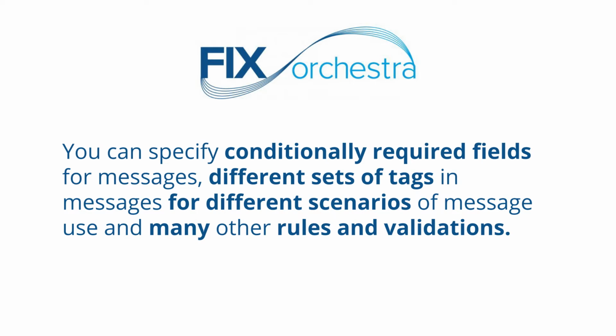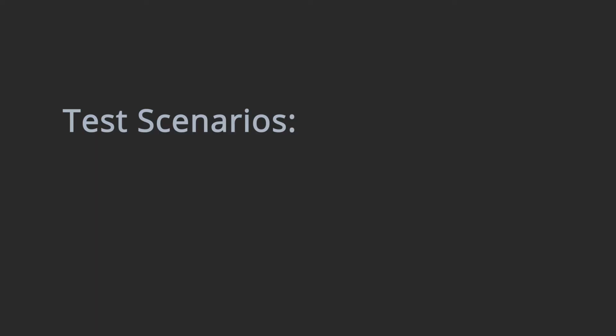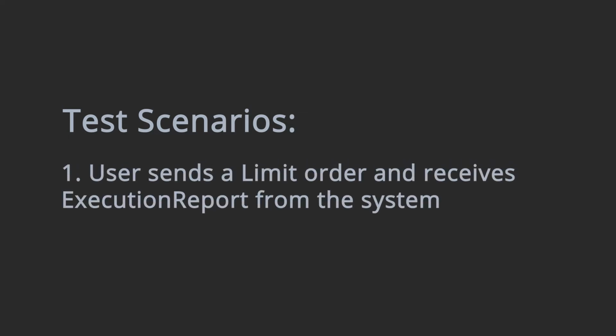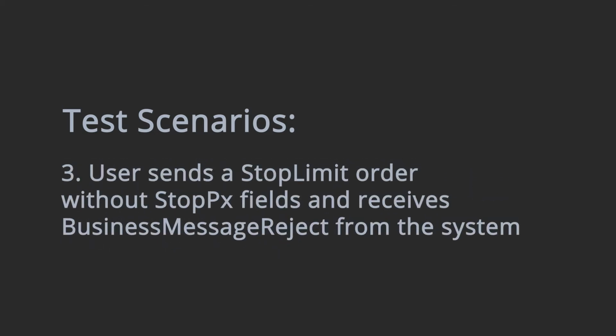Today, we'll see how this allows you to perform additional validation during functional testing. In the demo example, we'll execute the following scenarios: sending a valid limit order, sending a valid stop order and receiving an invalid execution report, and sending an invalid stop limit order. We will emulate system behavior using the th2 sim component.